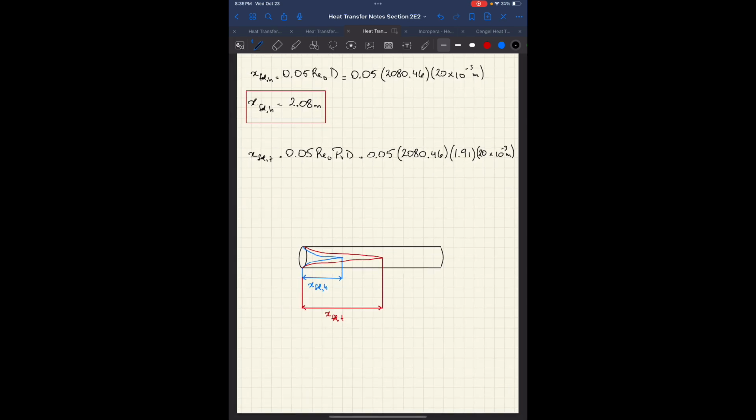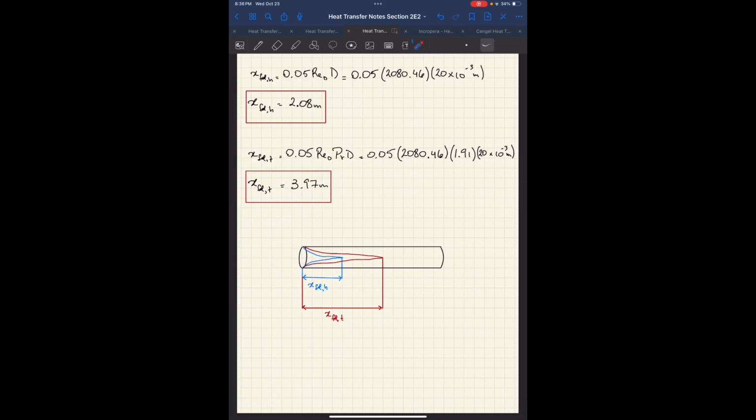Okay. So here is your fully developed thermal entry length. It's slightly larger, right? So basically the fluid will become hydrodynamically fully developed before it becomes thermally fully developed in this particular case. And I believe that's it for this problem.